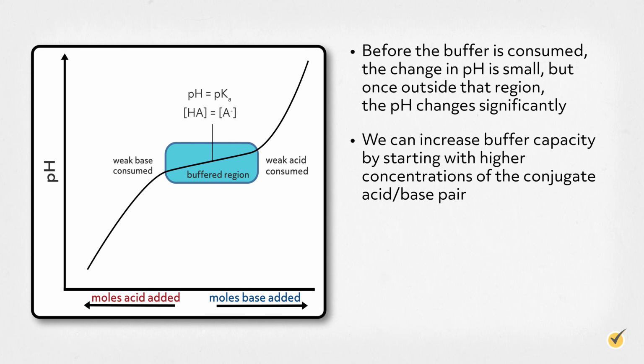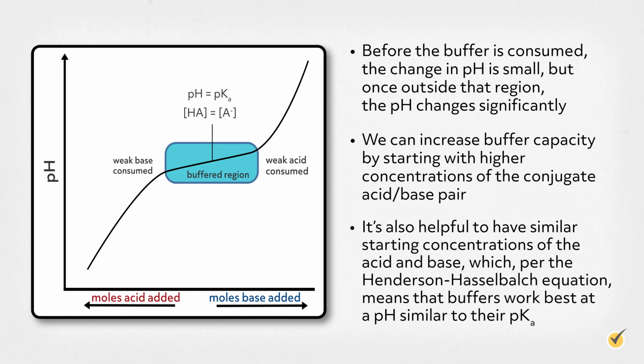We can increase buffer capacity by starting with higher concentrations of the conjugate acid-base pair. It's also helpful to have similar starting concentrations of the acid and base, which, per the Henderson-Hasselbalch equation, means that buffers work best at a pH similar to their pKa.